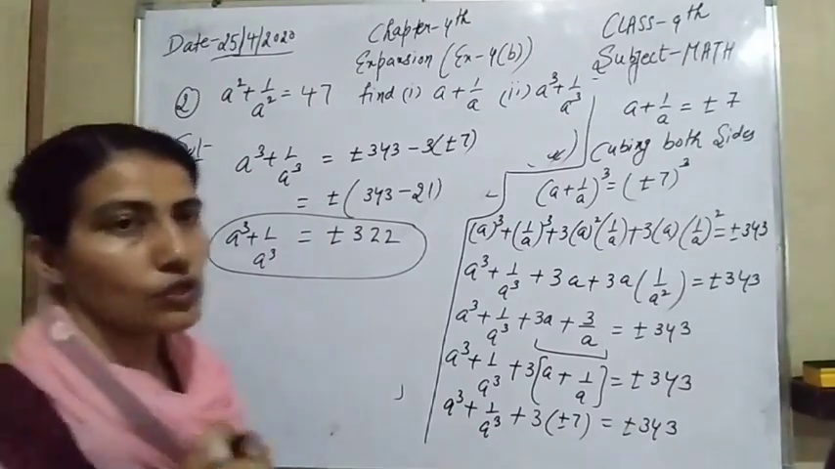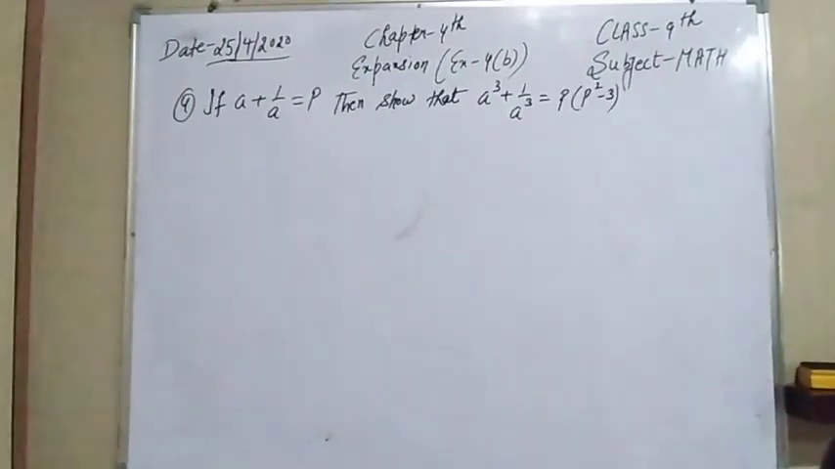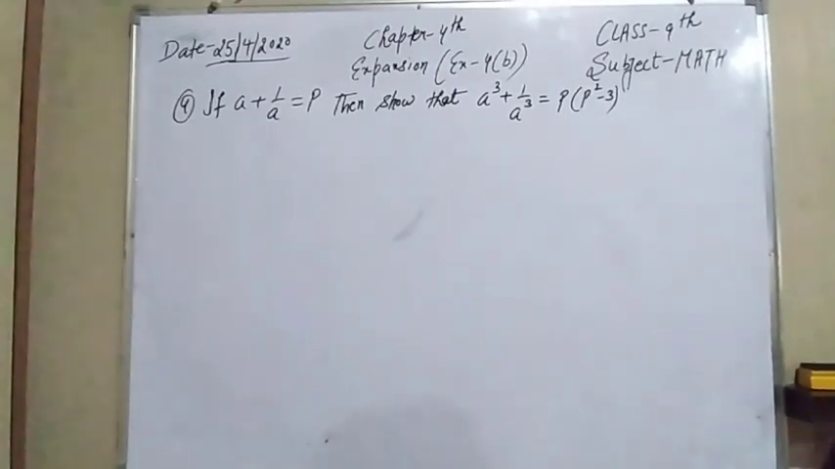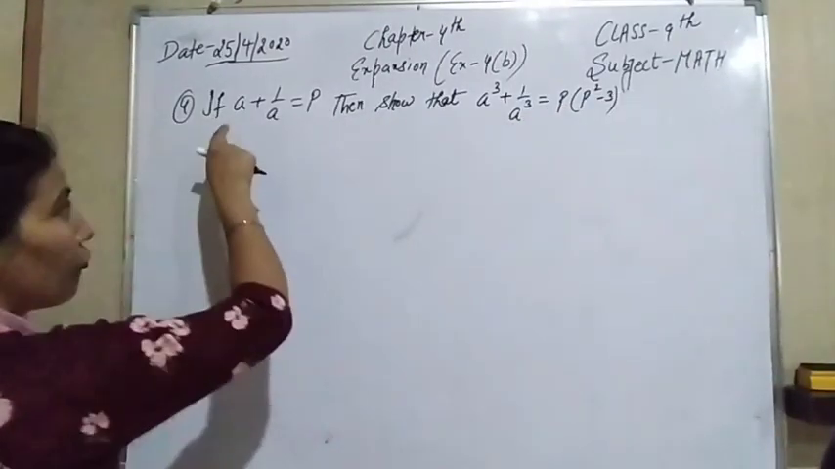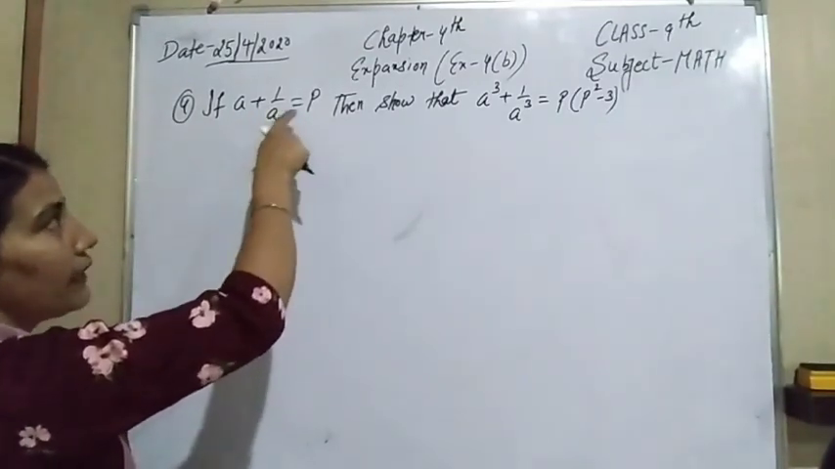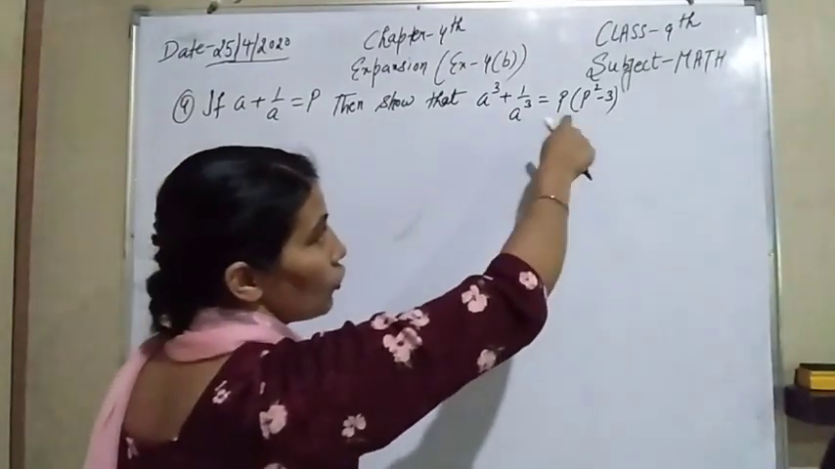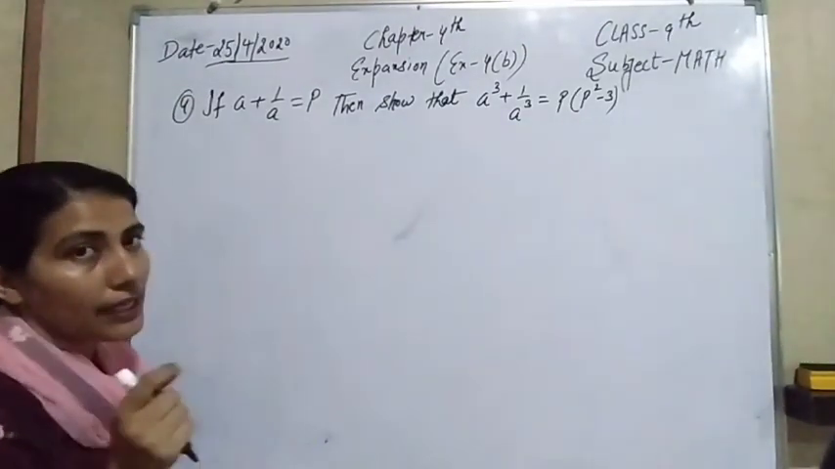Now come to the next question of this worksheet. The statement of the question is: we are given that a plus 1 over a equal to p, and we have to show that a cube plus 1 over a cube is equal to p into (p square minus 3).